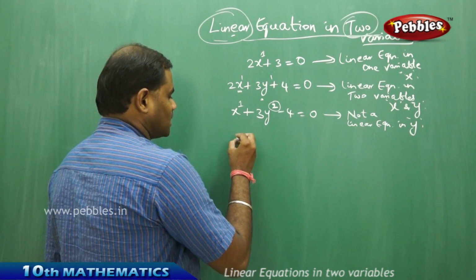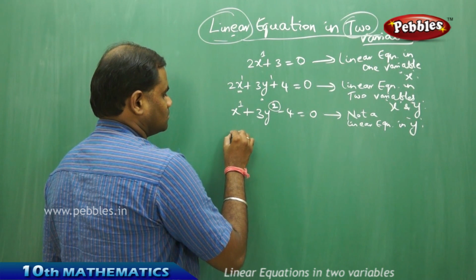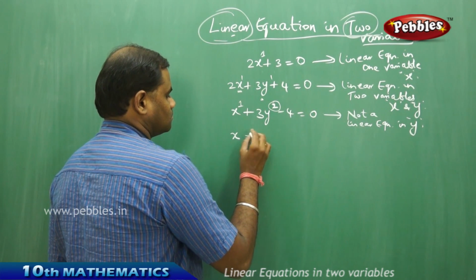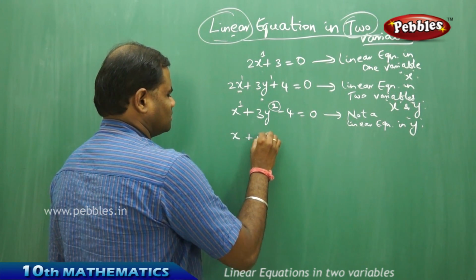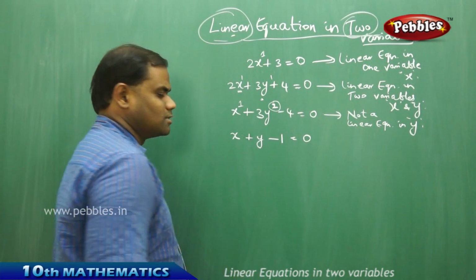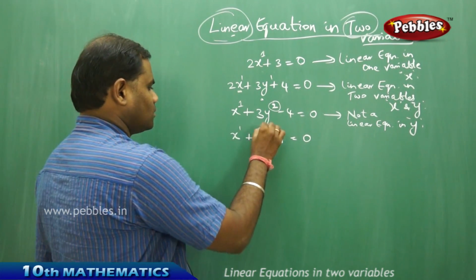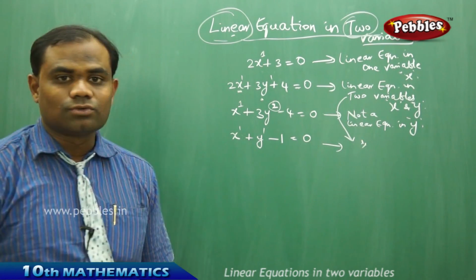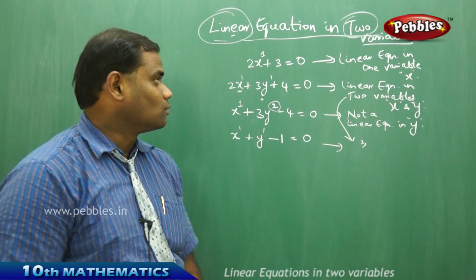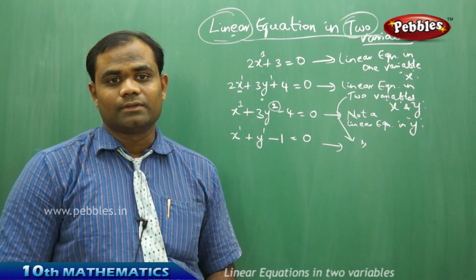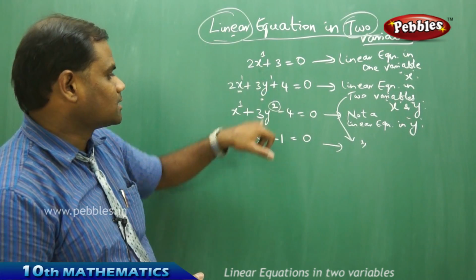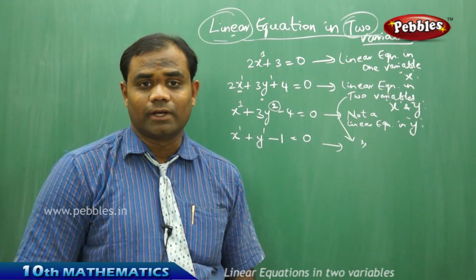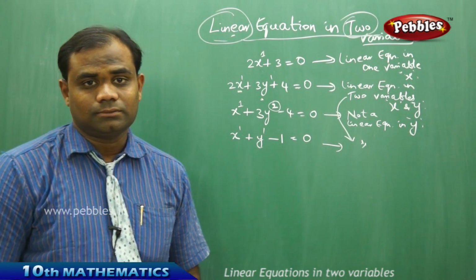Similarly, if I take, say for example, another equation, it is a linear equation because each of its powers is 1. So this is a linear equation in two variables x and y. So this is how we understand the difference between the linear equation in one variable x and the linear equation in two variables x and y, is how we understand linear equations.